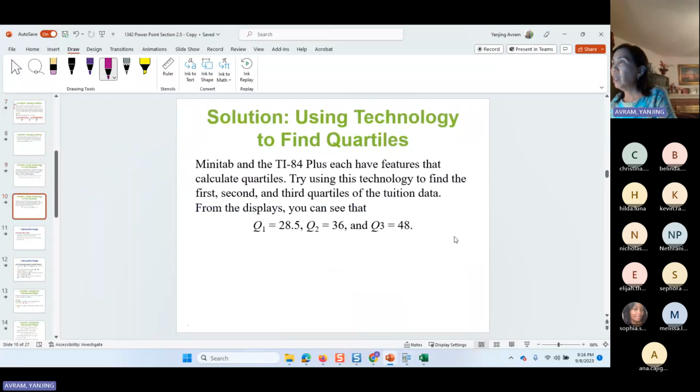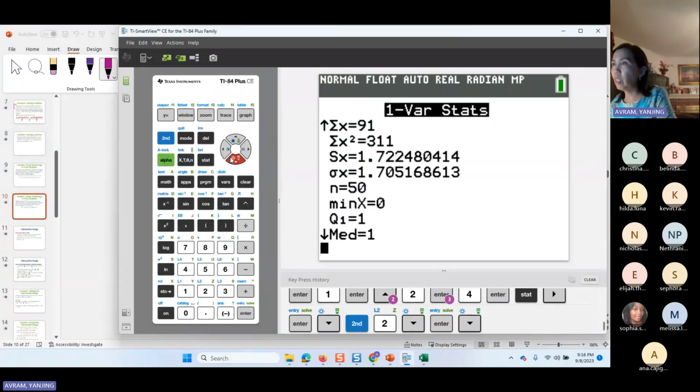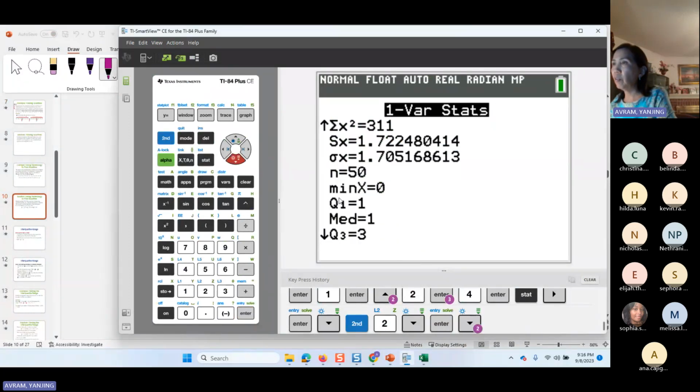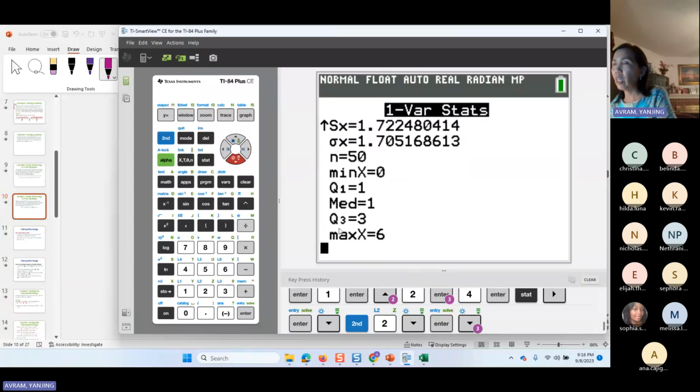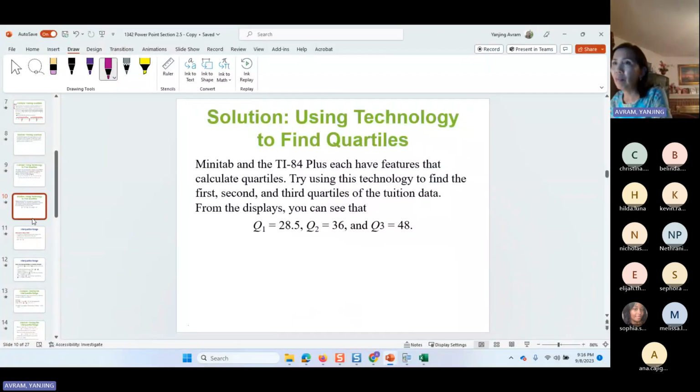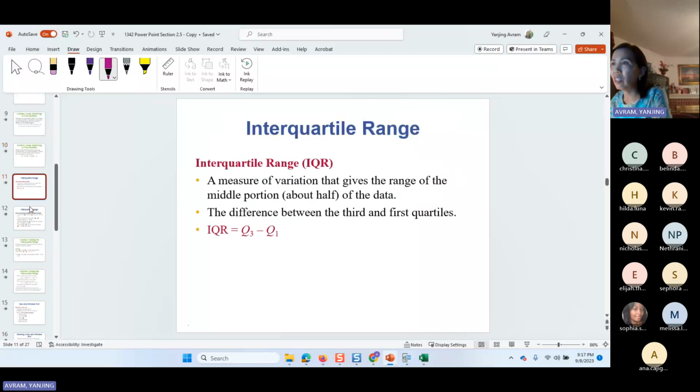Okay. One thing is, if you put it in a calculator, guess what? The calculator finds Q1, Q2, and Q3 automatically for you. Okay, so if you don't want to do it by hand, it is very easy to put it in a calculator to find all of them. So some people call it kind of cheating.